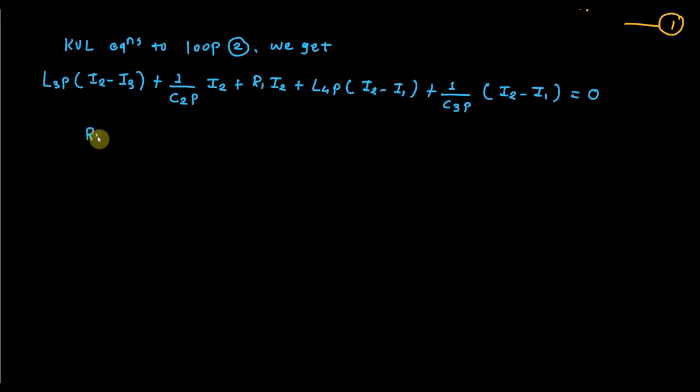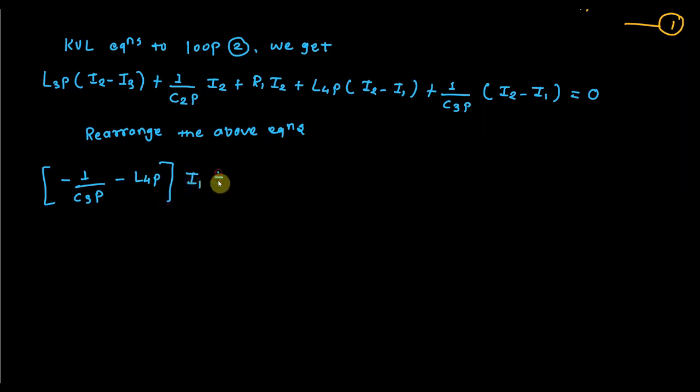Now what we will do, again rearrange the above equation. Means ultimately what we have to do is collect the values of I1, I2 and I3 terms, so that we can easily write in matrix form. So first we will write about the I1. So it is minus 1 upon C3P, this one, minus L4P into I1 plus. Now next one, we can write down I2 terms.